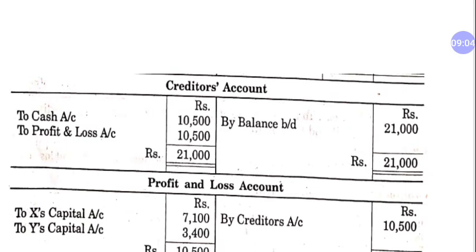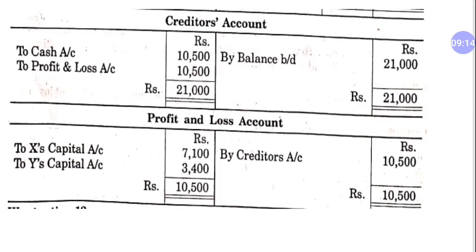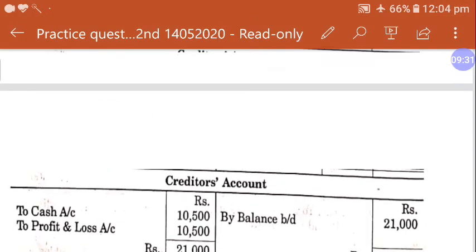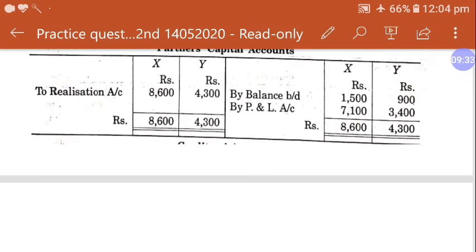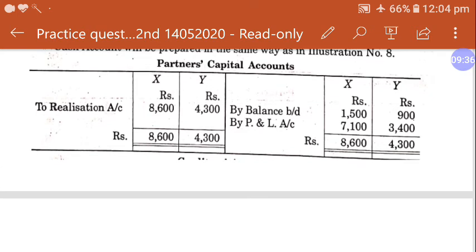In the creditor account, the already available creditor is 21,000, we paid them 10,500, and the remaining 10,500 will be transferred into the profit and loss account. Okay, so by creditor 10,500, in the profit and loss account this 10,500 we will transfer into their capital accounts, it is 7,100 and 3,400, which will be equal to the balance of the partners' capital account which we transferred into the P&L account. So this is the cross verification of the question.